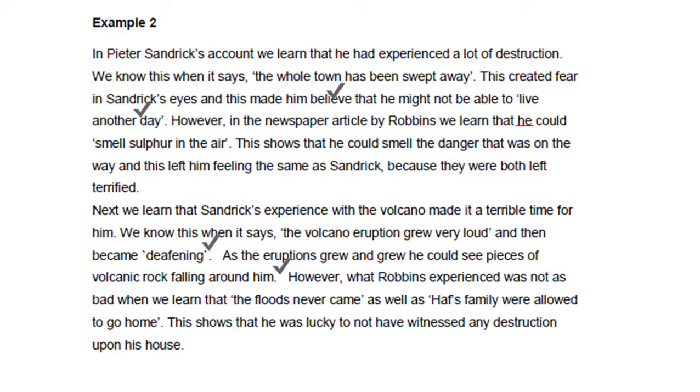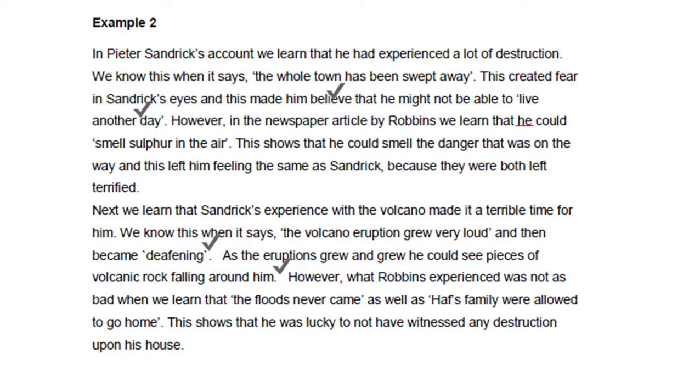We know this when it says the volcano's eruption grew very loud and then became deafening. So we're focusing on sounds, and we've got a bit of an inference from "terrible times", so they've ticked that. "As the eruptions grew and grew, he could see pieces of volcanic rock falling around him." Well, yes, he could, so that's a tick.